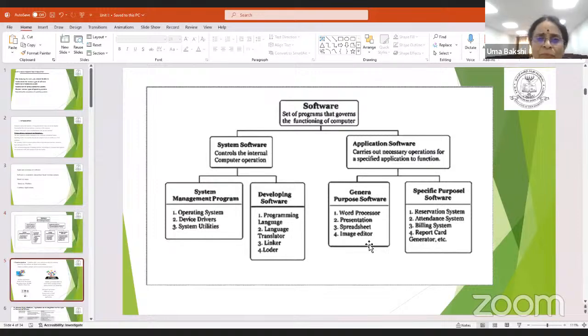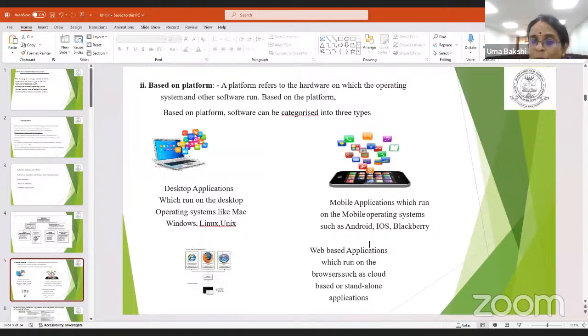Then we have based on the platform. What platform we are using accordingly. I just told you Mac, Windows, the Linux, Unix, all these are the operating systems. Then mobile applications, they are also using backend computers only. It's called computer. But what is the computer there? Mobile part of the computer. What you see on the desktop and what you see on the mobile look the same. But the backend, how it works, is completely different.